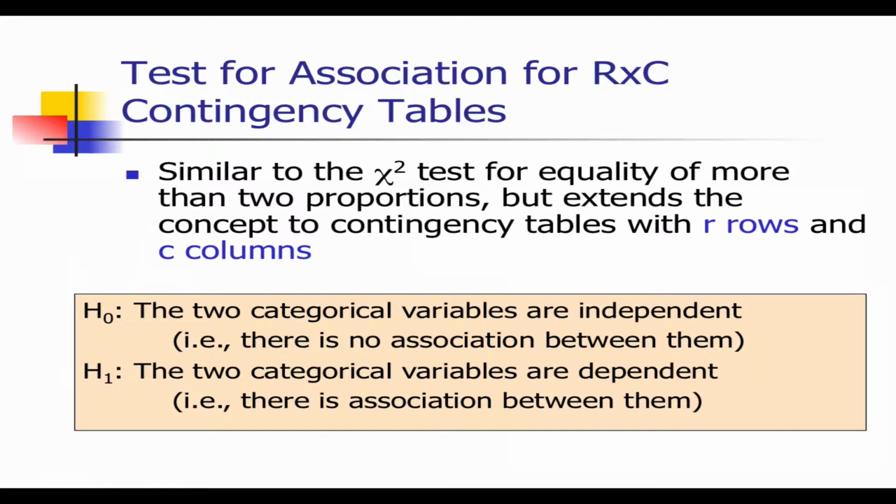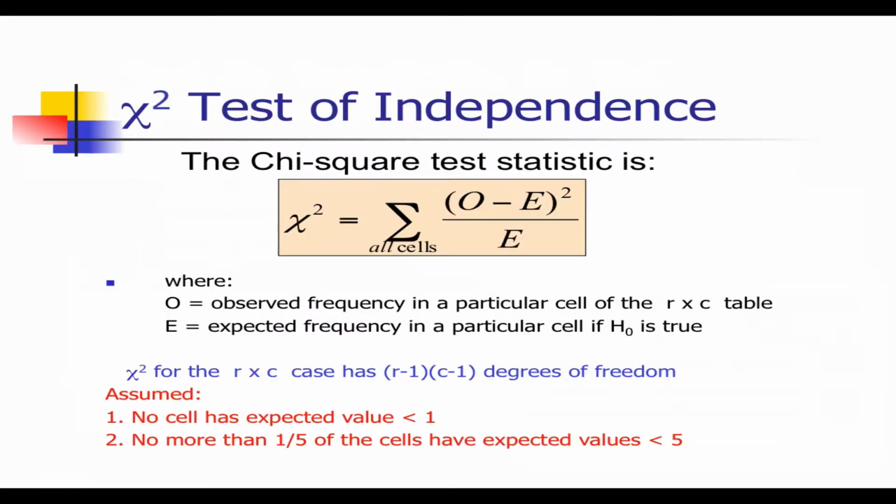Under the null, it essentially means that the 2 categorical variables are independent. You can also say that there is no association between the variable in the column and the variable in the row. And under the alternative hypothesis, it's the opposite. Essentially, you can either say that they are dependent, or that there is an association between the row and the column. So that is the hypothesis testing for an R multiplied by C table.